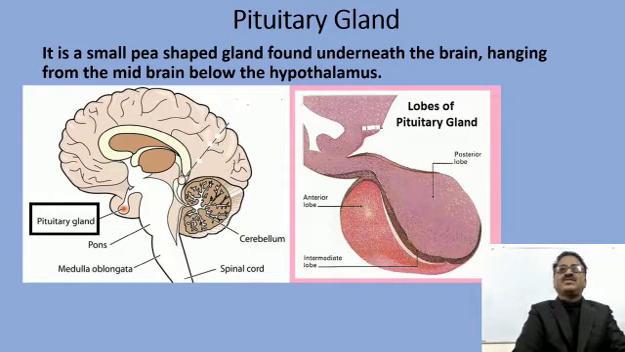Pituitary gland. It is a small pea-shaped gland found underneath the brain, hanging from the midbrain below the hypothalamus. You can see the gland in the first diagram of the brain. The pituitary gland is marked, and this pituitary gland has three different lobes: an anterior lobe, an intermediate lobe, and a posterior lobe. You can see all the three lobes are marked in the second diagram: anterior, posterior, and intermediate, which is in between.